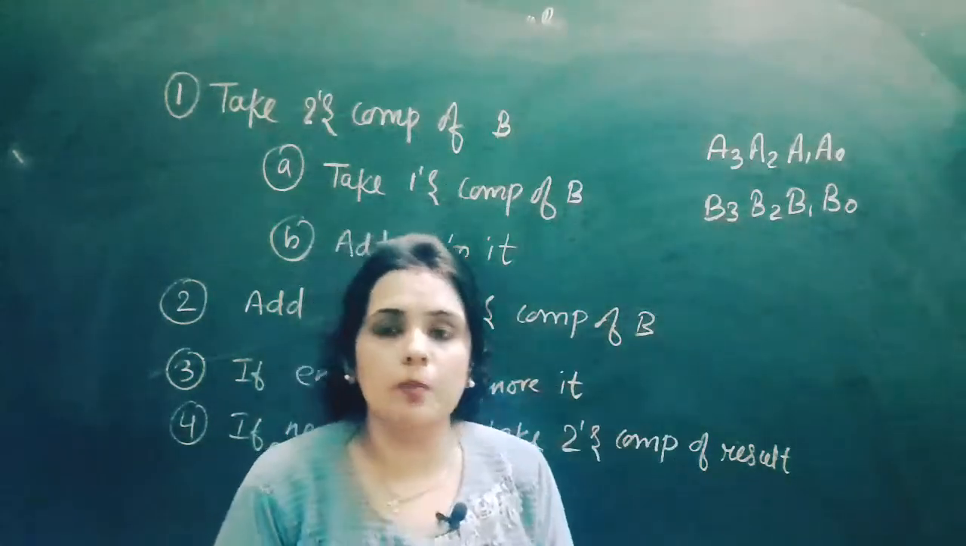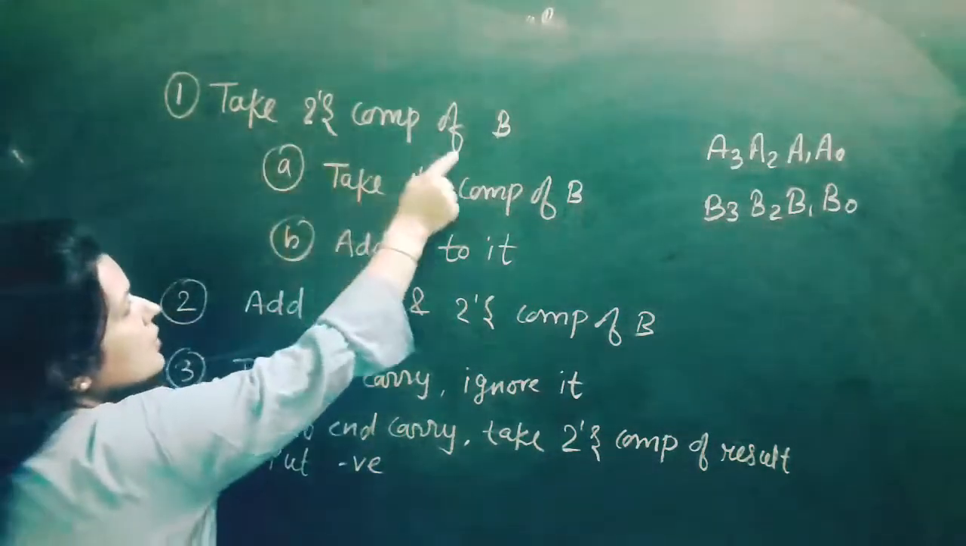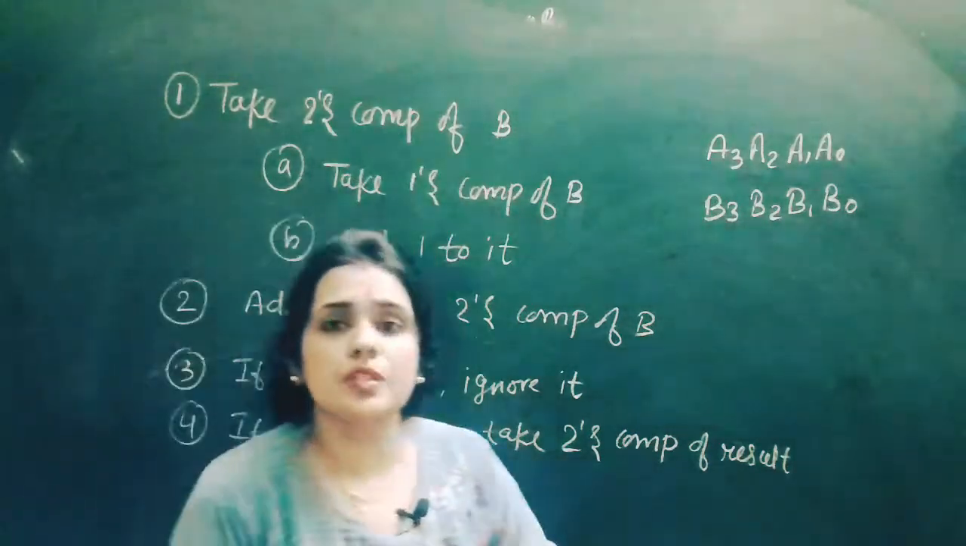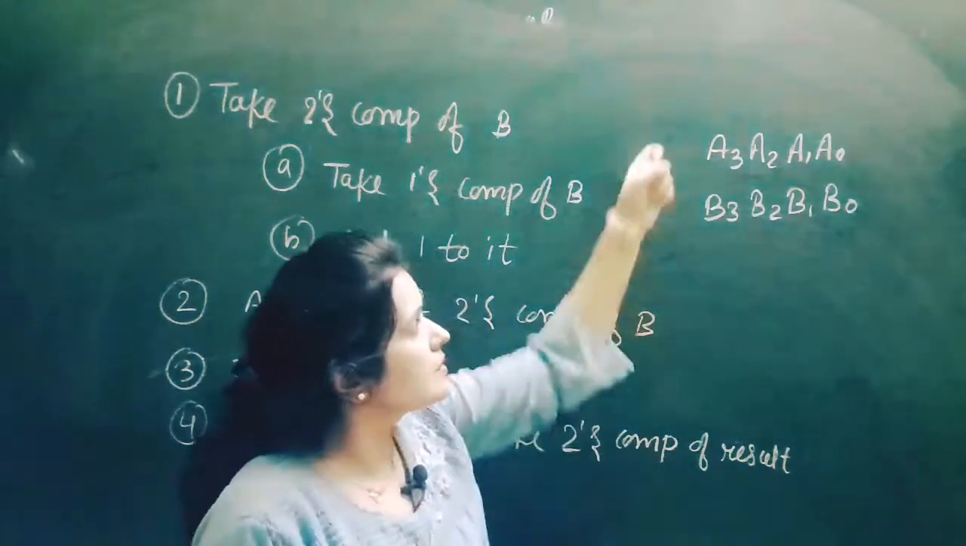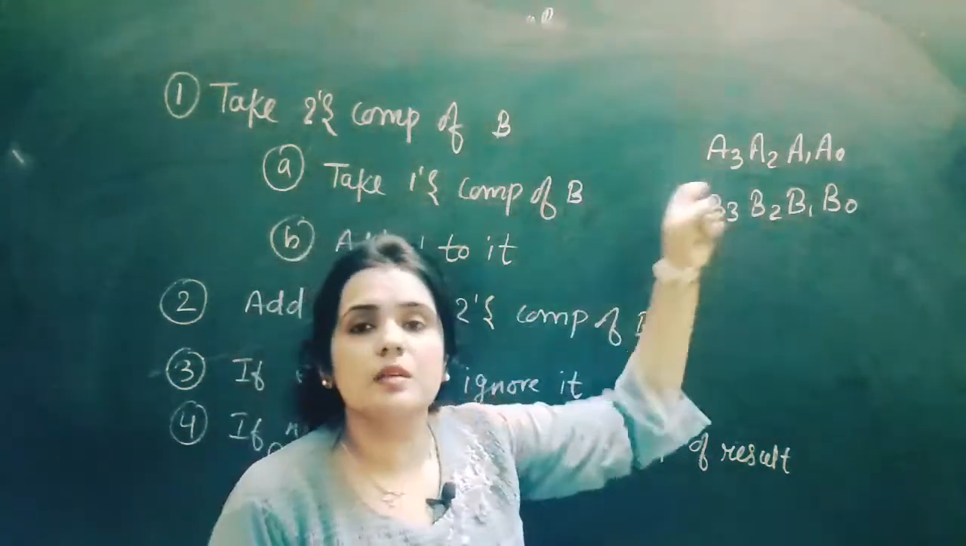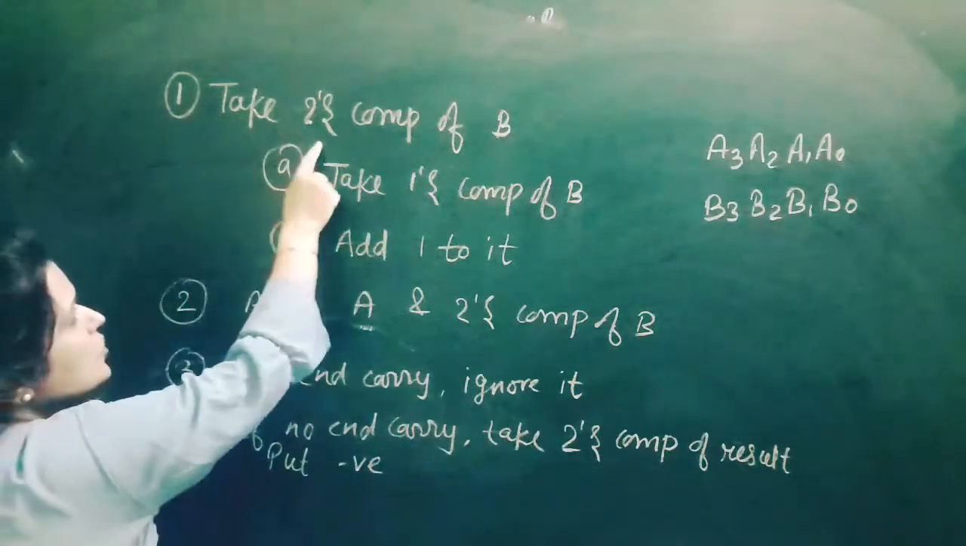And what is the 2's complement subtraction method? First step is take the 2's complement of B, that is the second number. I am not using the terms subtrahend and minuend, they are quite confusing. Therefore I am writing A and B. A is our first number and B is our second number. So first step is take the 2's complement of B.